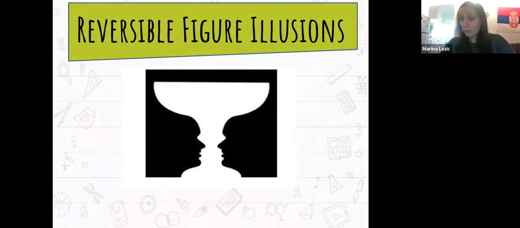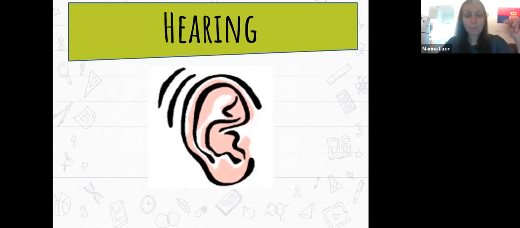Then reversible figure illusion. You will ask them, what do you see here? Some of them will see a vase, the other will see faces. It all depends on the way your brain perceives signals from the outside. It will really depend on light signals, on what you see, and on perception in your brain. So thanks to your brain, you are able to see either a vase or faces. And you receive that signal through your eyes, through the sense of vision.